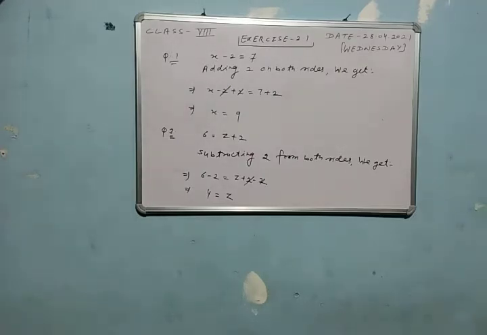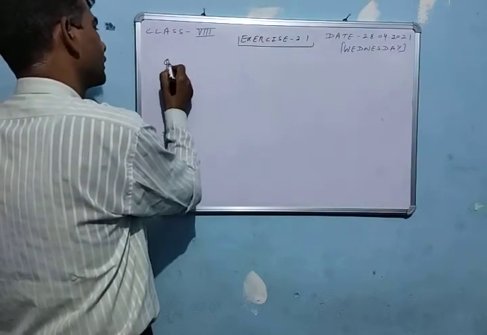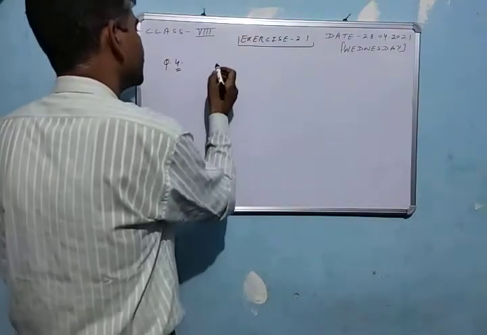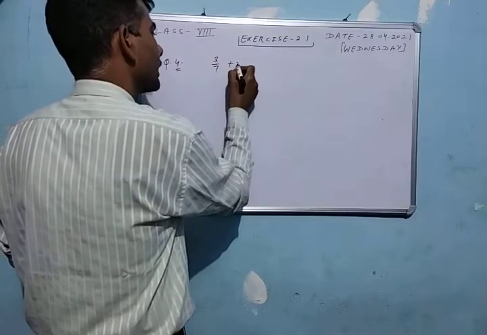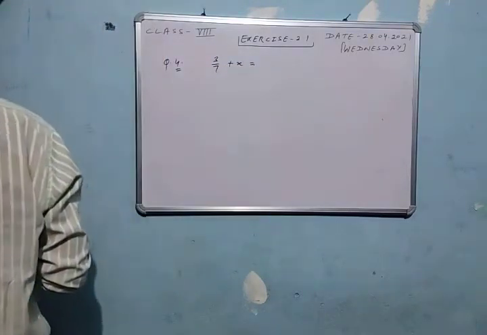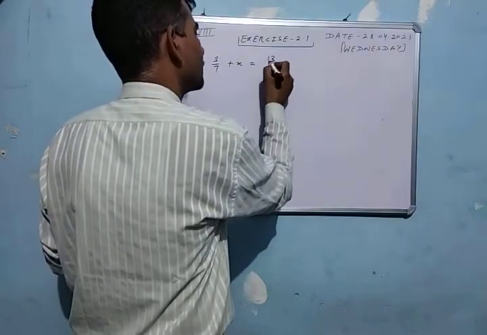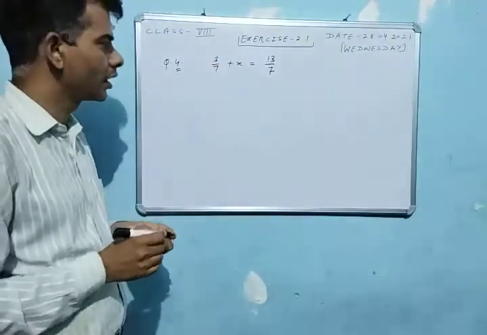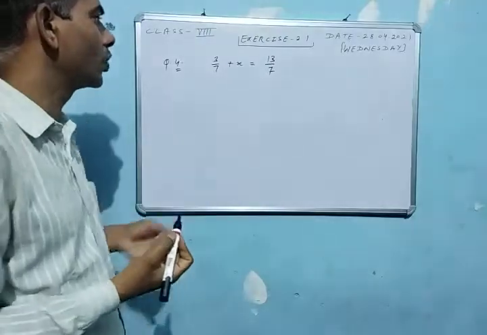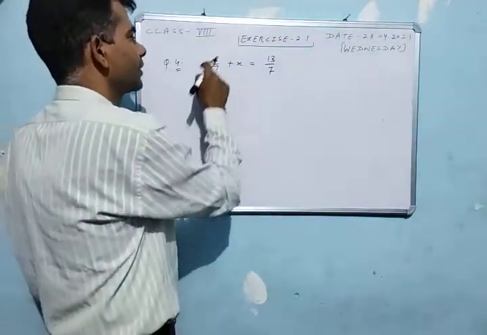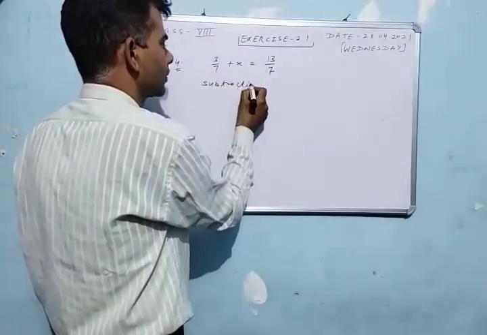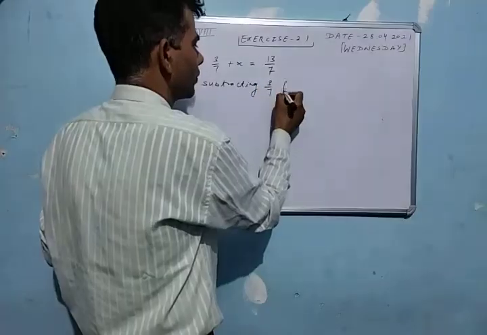Now student, question number 4, exercise 2.1 is 3 by 7 plus x is equal to 13 by 7. Students, in x, 3 by 7 is added. Then how can you find out the value of x? Subtract 3 by 7 from both sides.